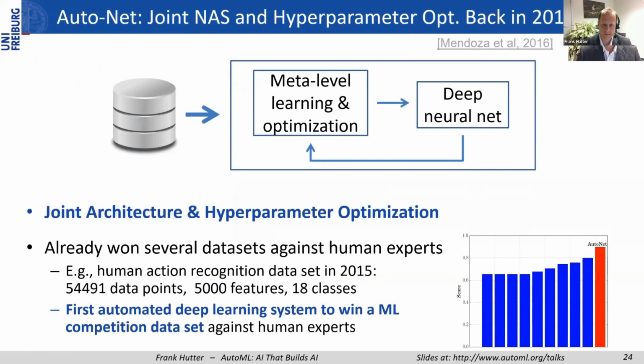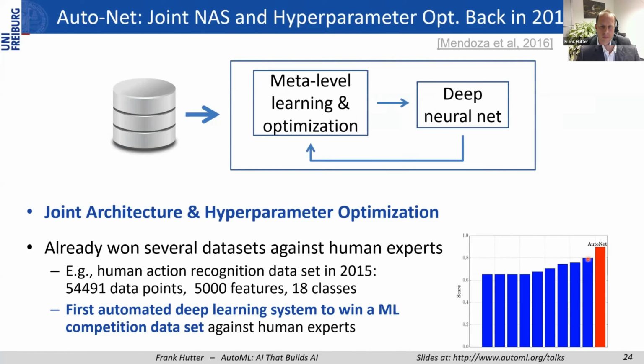And here's an example from a human action recognition data set with something like 55,000 data points, where AutoNet actually found an area under the curve of 0.9, and the best team of human experts in 2 months only got 0.8.